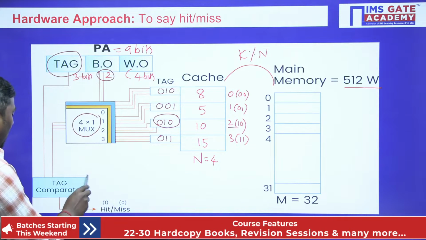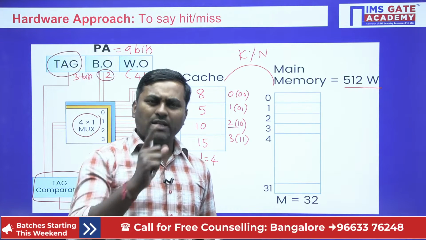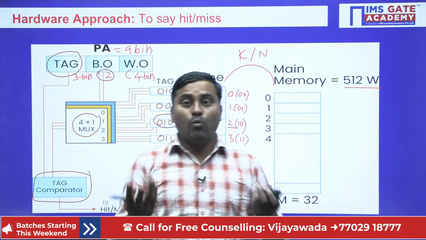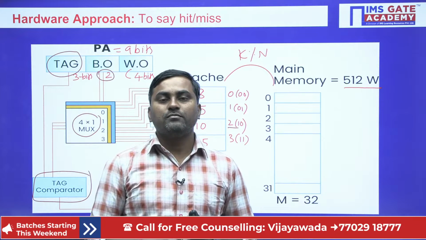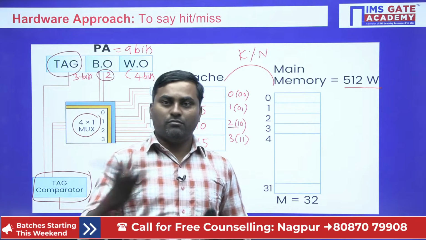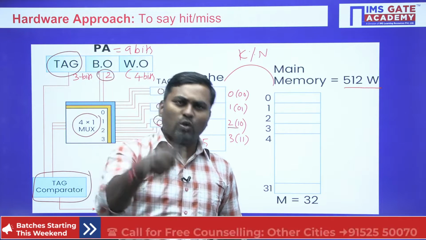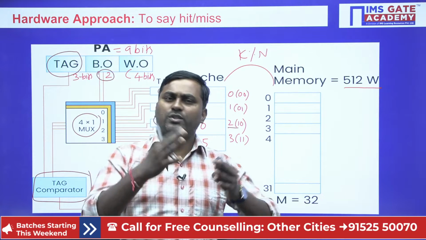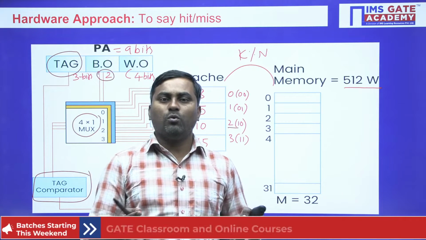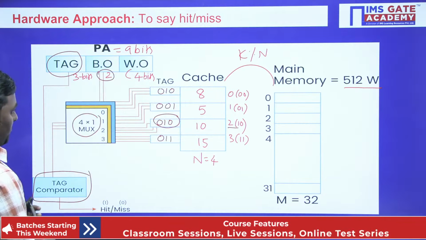So we need additional hardware components: a comparator is required. One comparator is required in case of direct address mapping. Sir, why only one, why not more? Understand, we use the k modulo n function for the mapping, which gives exactly one location. So only that one location needs to be compared, not all of them. So one comparator is required.